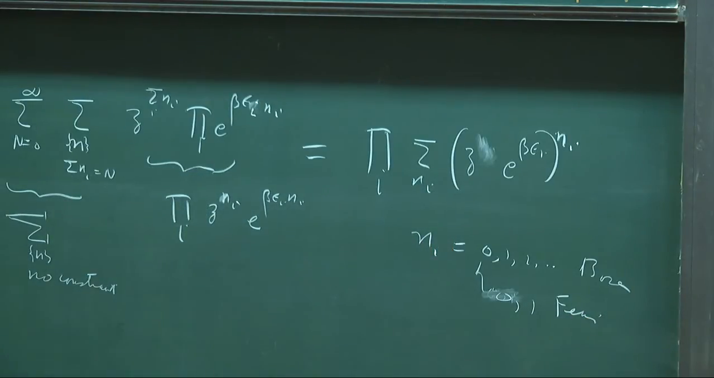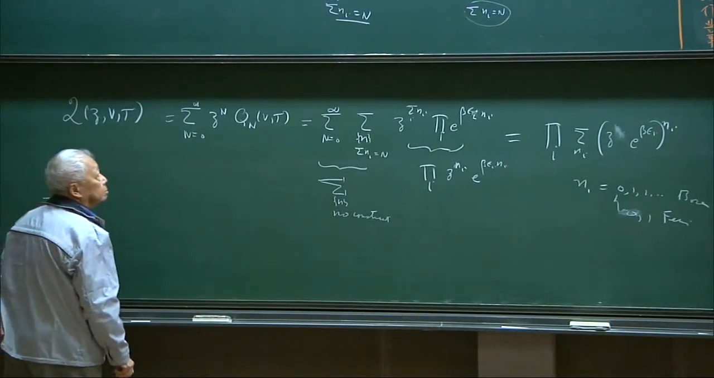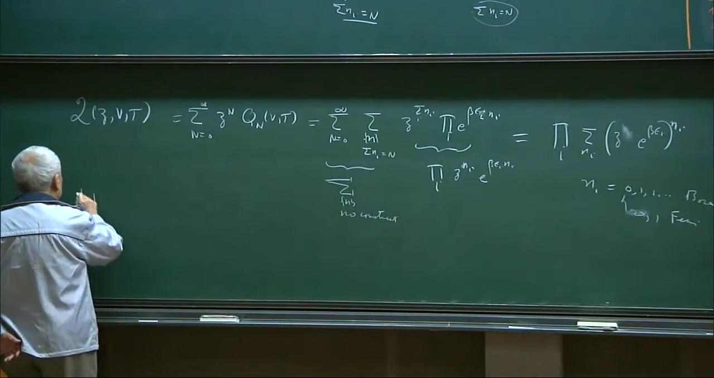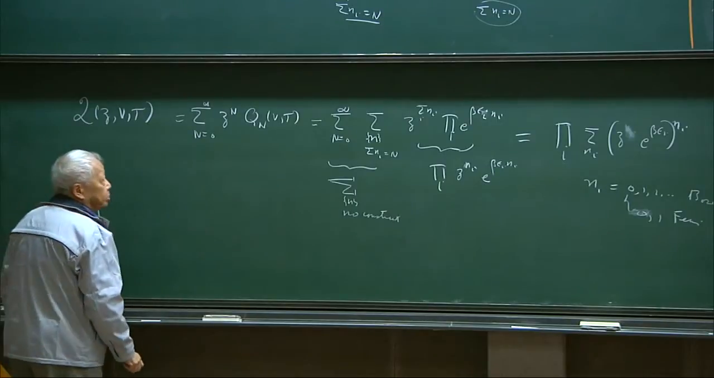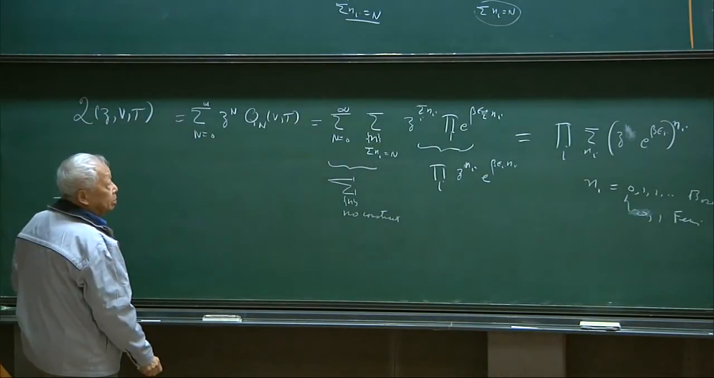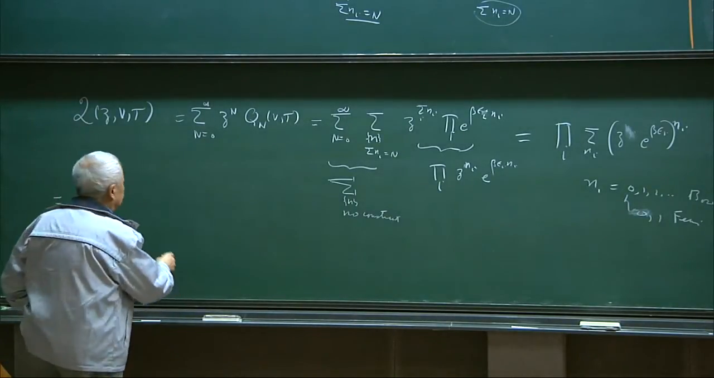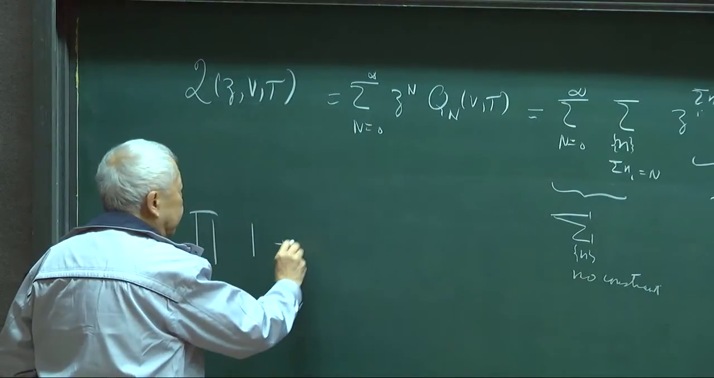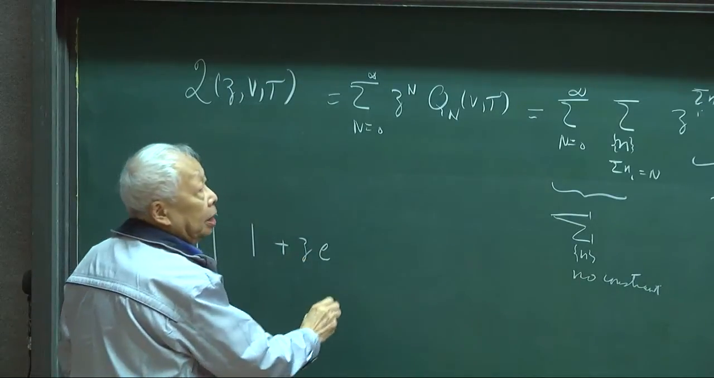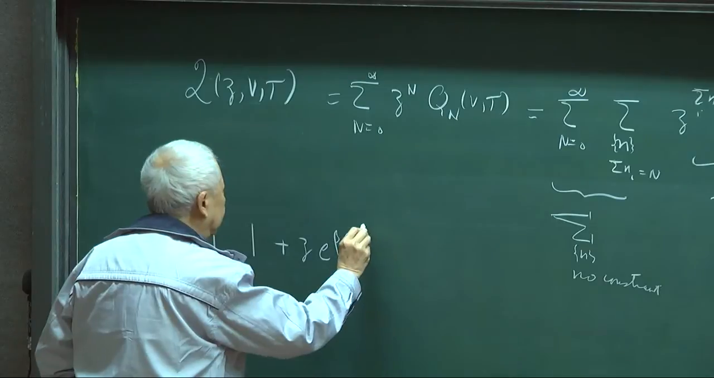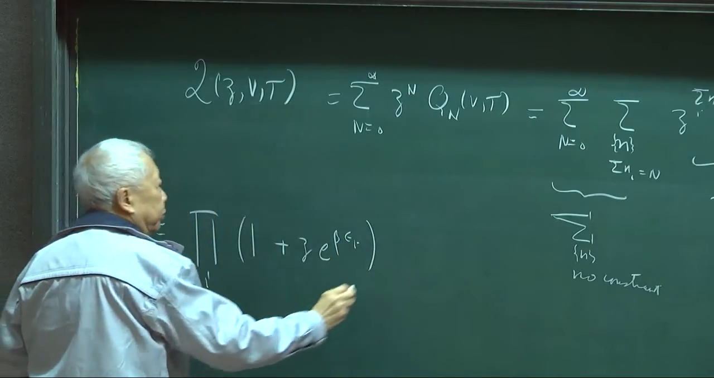So this is equal to the product over i of... Let's first do the case of Fermi. It's very simple. Each N_i goes from 0 to 1. So it's just 1 plus z e to the minus beta epsilon_i. This is Fermi.